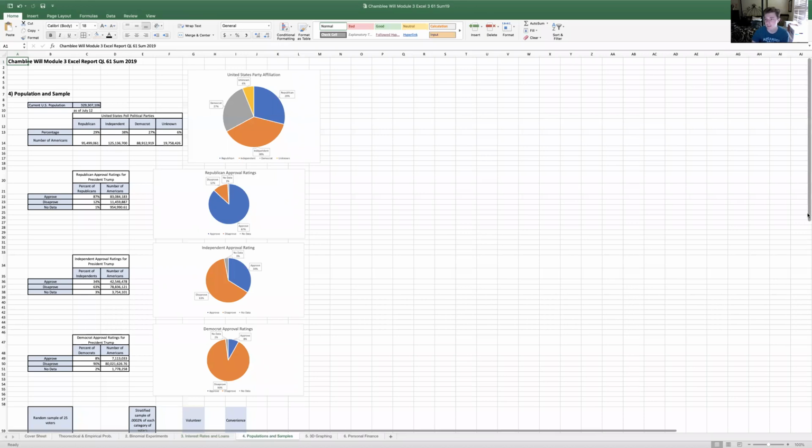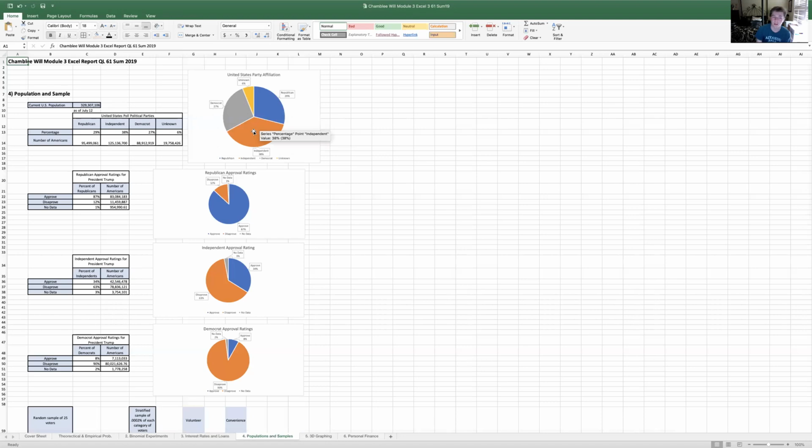Let's go to population and samples. As of right now, or as of a day ago, the U.S. population is at 329 million. And you can see the split on the pie graph of the political affiliation. A lot of people are independent, the majority, but it's not a vast majority. 29% is Republican, 27% are Democrats, and 6% are unknown.